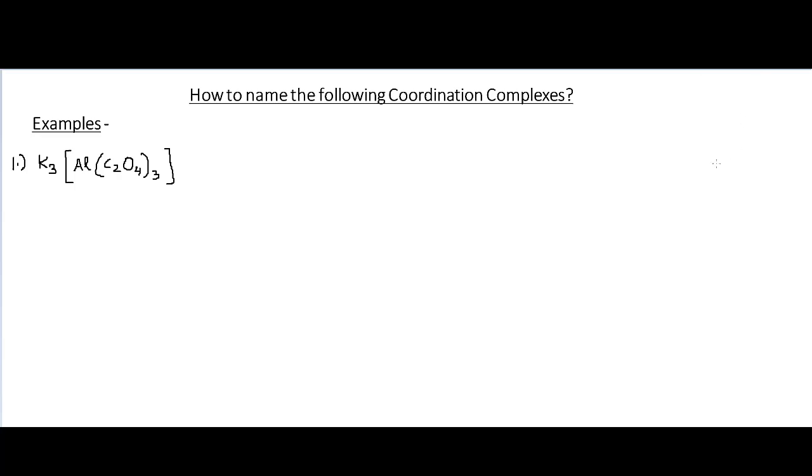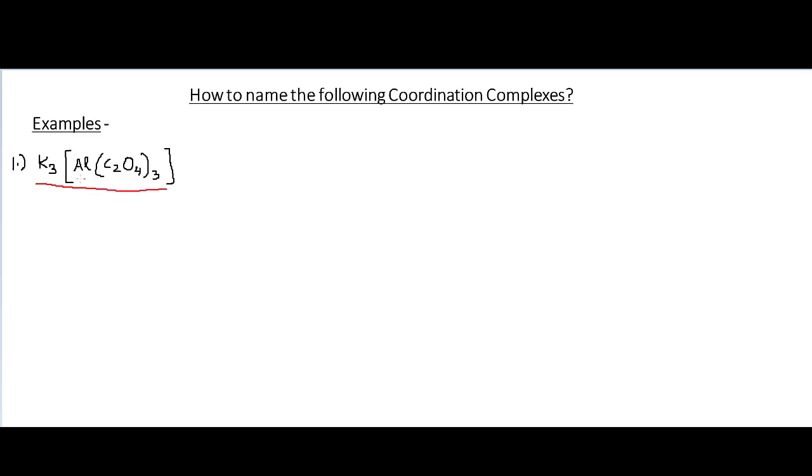Hello friends, so after discussing the set of rules for naming the coordination complexes and solving one example as we had seen in the last section, now we will see a lot of examples so that we may get accustomed to the nomenclature system for the coordination complexes. So let's just see the first example as I have written here, K3[Al(C2O4)3].